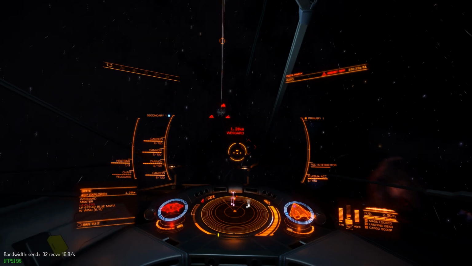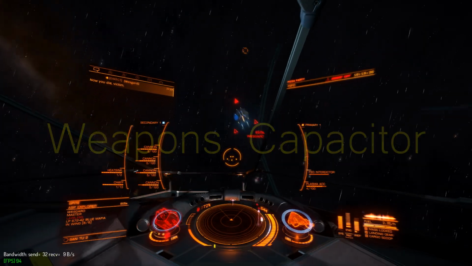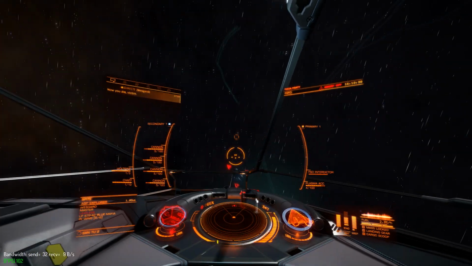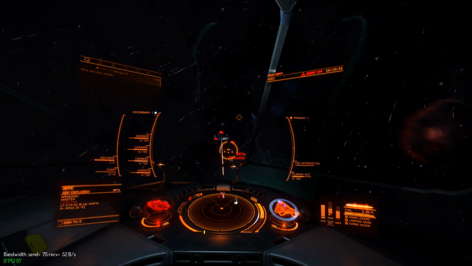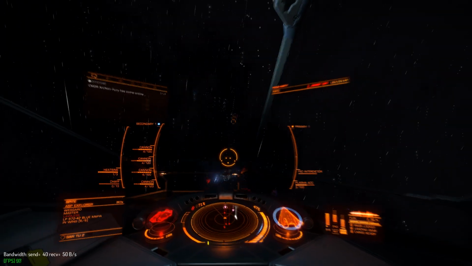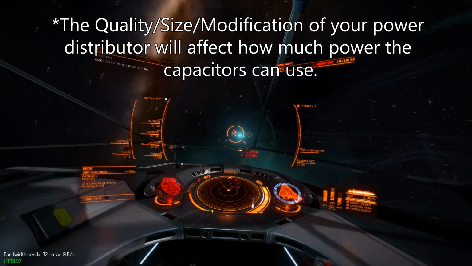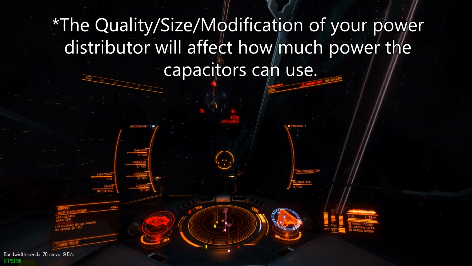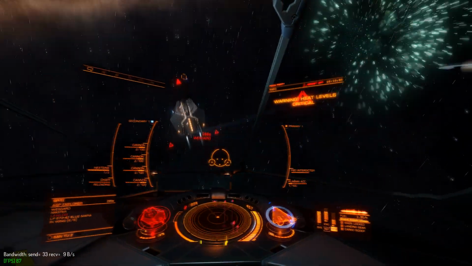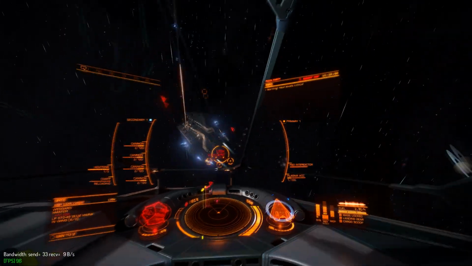Finally, the weapons capacitor. This capacitor directly influences how much power your weapons have at their disposal. The amount of cap draw being used in this area depends entirely on the type of weapon used and its modification. For instance, an efficient multi-cannon will have very little cap draw, whilst an overcharged beam laser would have a lot more. Another thing of note is that weapons fire increases your ship's heat output.